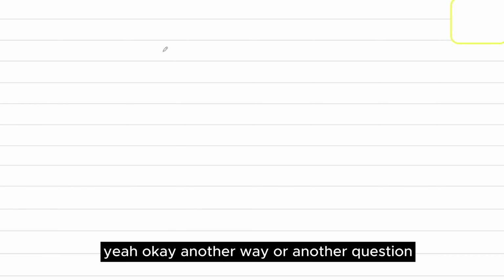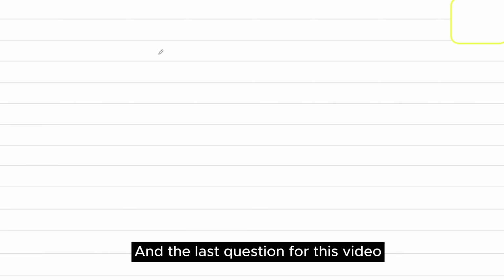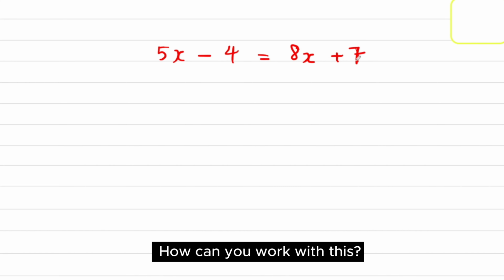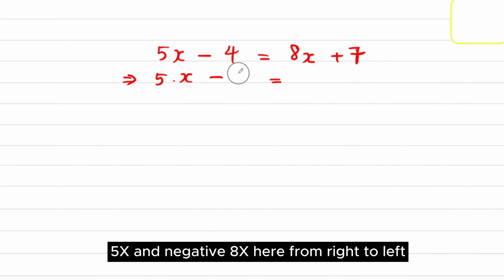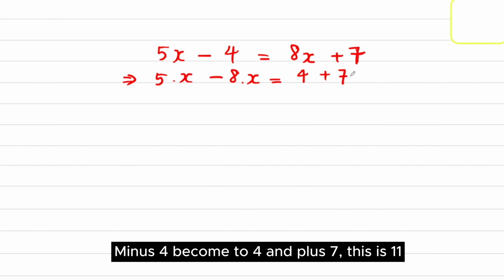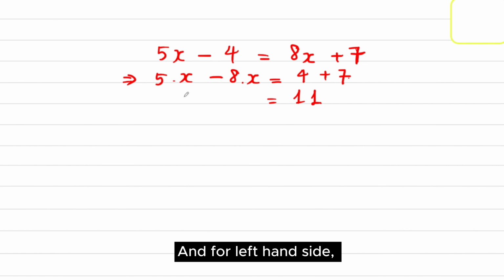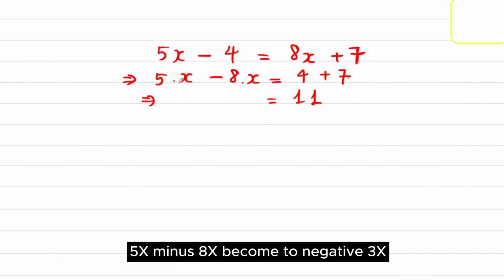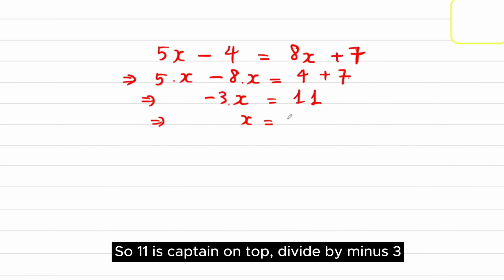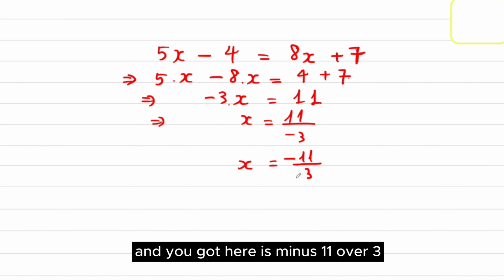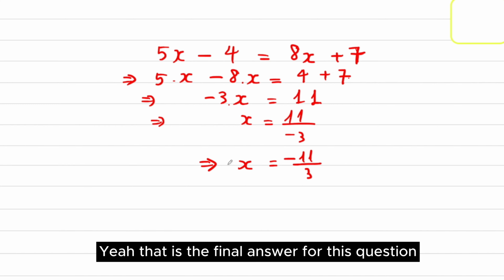Okay, another question, and the last question for this video, and this is 10h plus 7. Okay, how can you work with this? 5h and negative 8h here, from right to left. Minus 4 becomes 4 and plus 7. This is 11, and for the left hand side, 5h minus 8h becomes negative 3h. So 11 stands alone on top, so divide by minus 3, and you get here minus 11 over 3. Minus 11 over 3. Yeah, that is the final answer for this question.